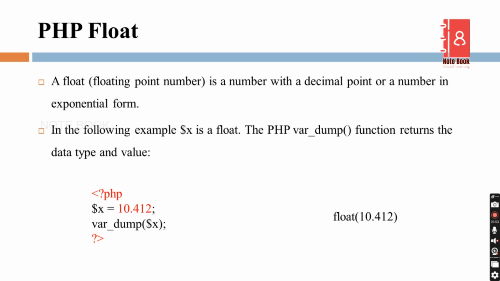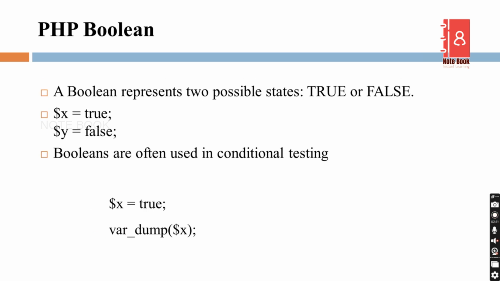PHP float. A floating point number is a number with a decimal point or a number in exponential form. So in an example, $x is a float which contains the value 10.412. We can declare this in another way as float of 10.412. PHP boolean. A boolean represents two possible states, true or false. So $x is equal to true, $y is equal to false. So the booleans are often used in conditional testing.